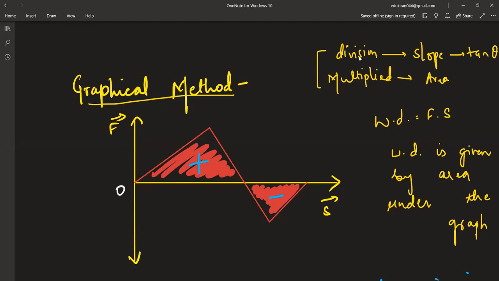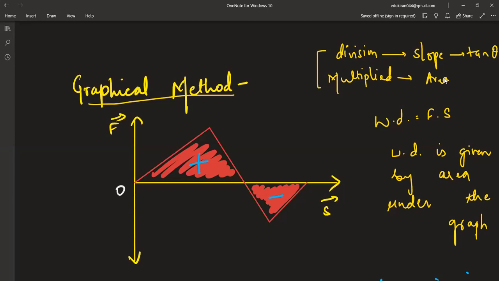When two quantities are getting divided, the third quantity will be given by the slope, that is tan theta. Suppose velocity is equal to distance by time, so distance divided by time. I'll calculate tan theta, that is slope. But if two quantities are getting multiplied, then I'll calculate area. For example, displacement is equal to velocity into time.